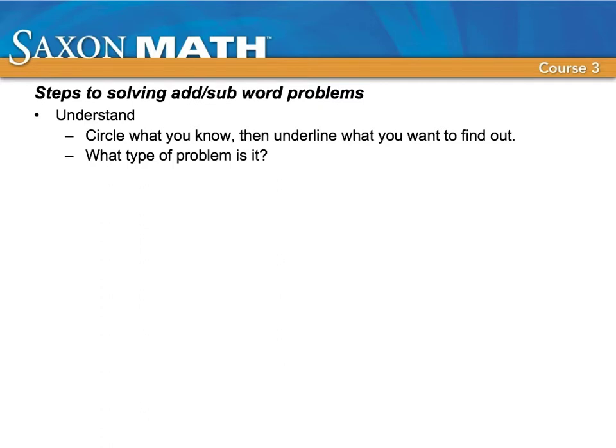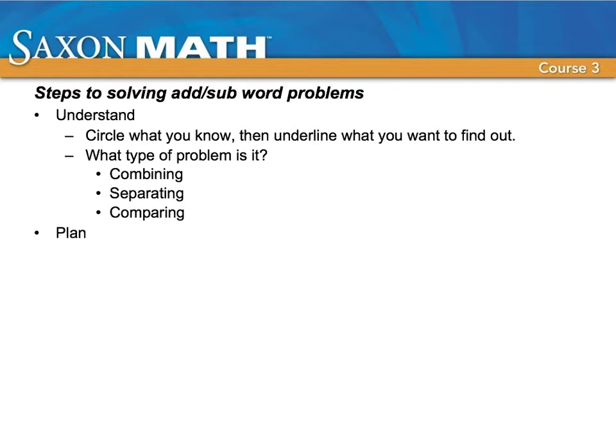Make sure you figure out what type of problem it is. For addition and subtraction word problems, there are three different types: combining, separating, and comparing. Combining, are we putting things together? Separating, are we taking things away? Or comparing, are we saying how much bigger is one than the other one? Okay, so that's the understand part.